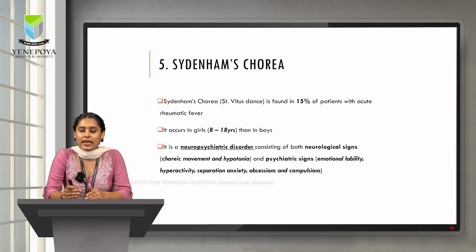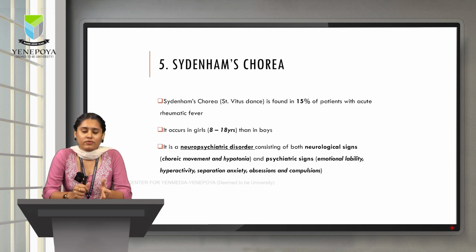It is a neuropsychiatric disorder consisting of both neurological signs and psychiatric signs. Neurological signs are nothing but involuntary, purposeless movements, which will be there in these patients. What are psychiatric signs? Emotional lability.